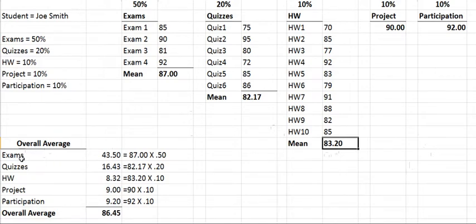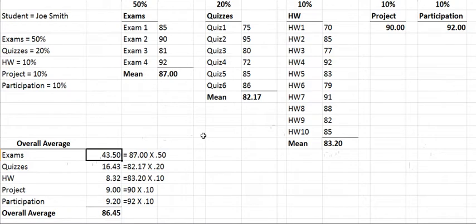Now, the first thing we do is take the average for each category and multiply it by its weight. So our exam grade ends up being a 43.5 because the average was an 87, which we then multiplied by 50% or 0.5, and that gave us 43.5. In other words, what we're saying is 50% of his final grade comes from exams, and his exam grade was an 87 on average. We do the same thing for the quizzes.